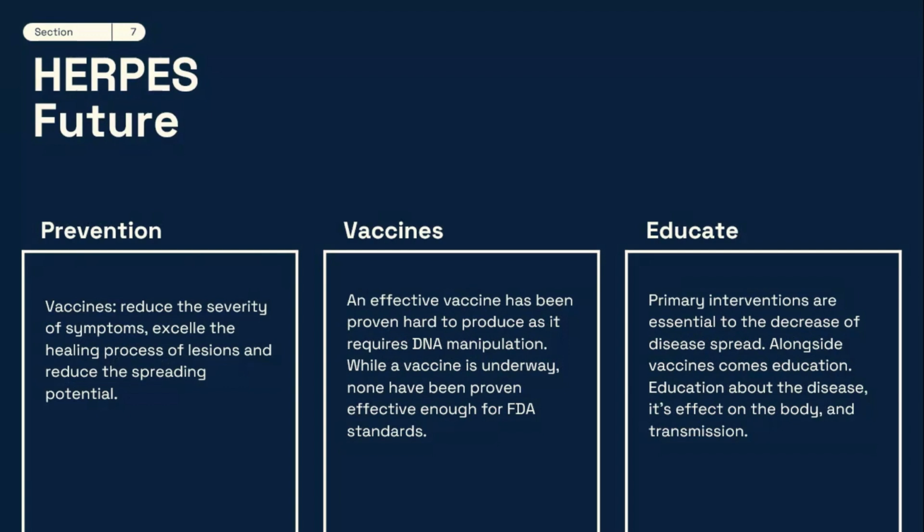And herpes future prevention. Number one, primary vaccines. They reduce the severity of symptoms. They accelerate the healing process of lesions and reduce the spreading potential. Everyone get vaccinated.